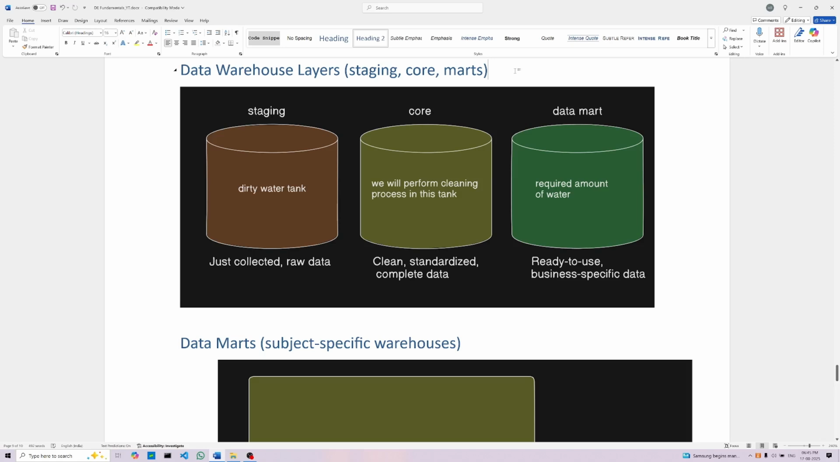And final will be data mart. Okay. So only the required amount of water will be stored there. Okay. So let's say tomorrow they have to send that water to all the city, so only the required amount they will store, not everything. Okay, so that is data mart. So here water is data.